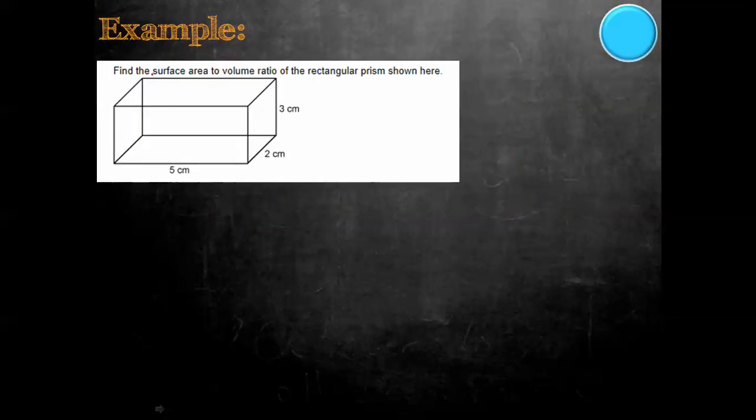Okay, this last one says find the surface area to volume ratio of the rectangular prism shown here. Surface area to volume is just comparing how surface area and volume relate to each other. So what you have to do is find the surface area and then find the volume and then compare them. Write them in ratio form, write them as a fraction.